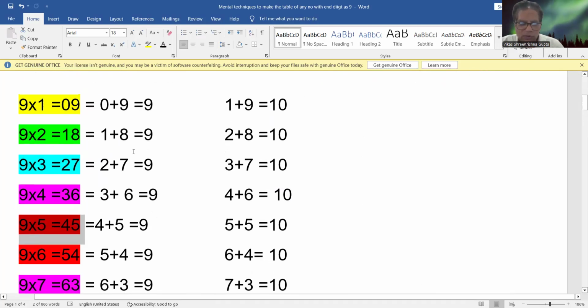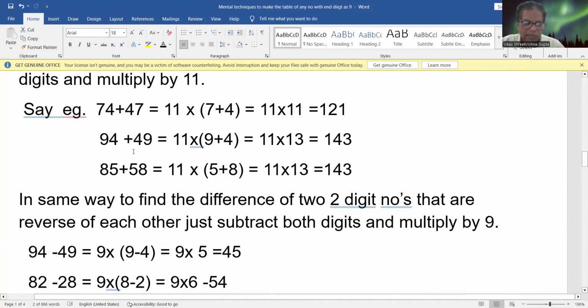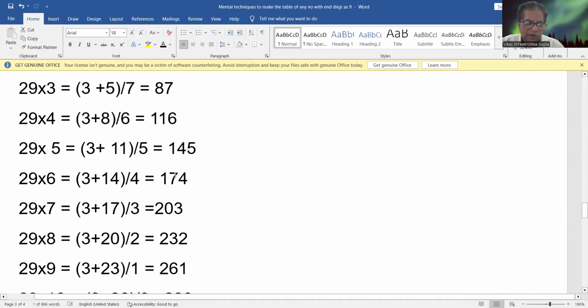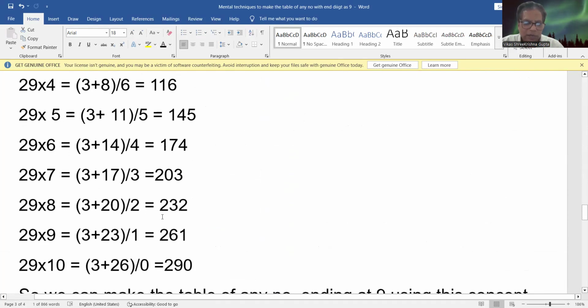Now, in the same way, for the table of 29: what is 1 more than 2? It is 3. So I first write 29, and then 29 plus 3 is 32... 2 plus 3 is 5, 5 plus 3 is 8, 8 plus 3 is 11, 11 plus 3 is 14, 14 plus 3 is 17, 17 plus 3 is 20, 20 plus 3 is 23, 23 plus 3 is 26, and 26 plus 3 is 29.